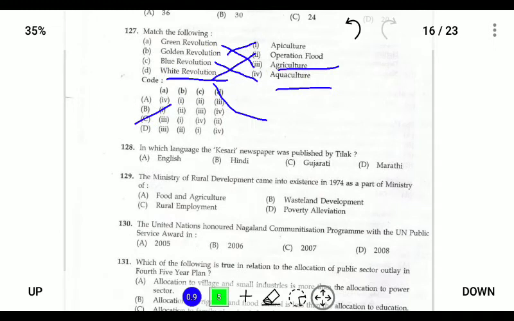Next, in which language Kesari was written by Tilak? So the Kesari was written in Marathi. The newspaper Kesari was written by B.G. Tilak in Marathi language. Next, the Ministry of Rural Development came into existence as a part of the Ministry of Food and Agriculture. In 1974, it was split and given a separate ministry.